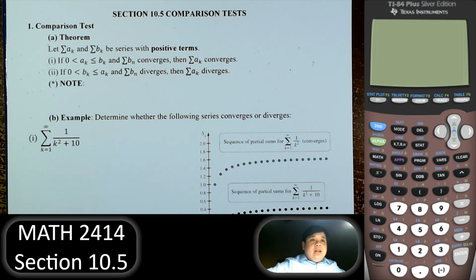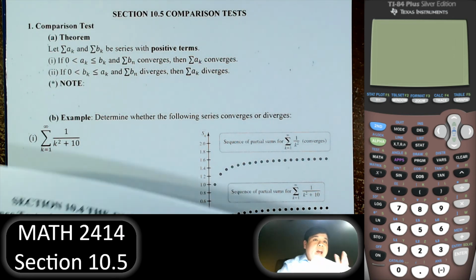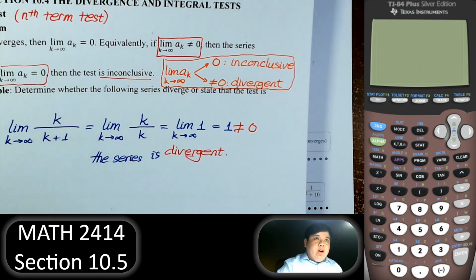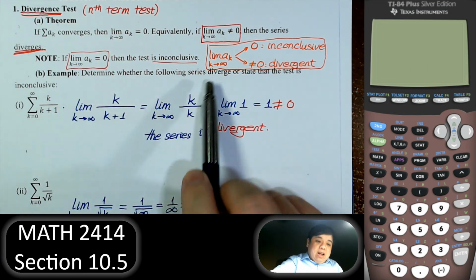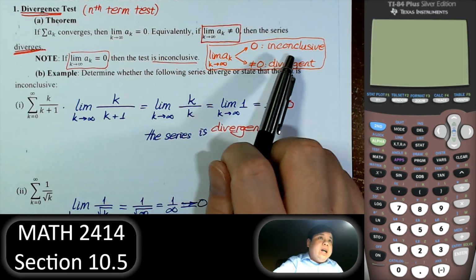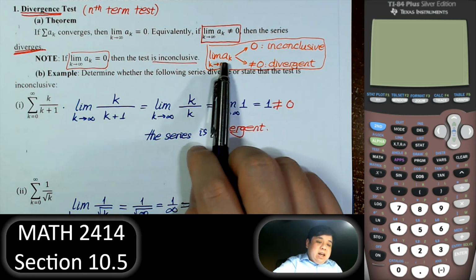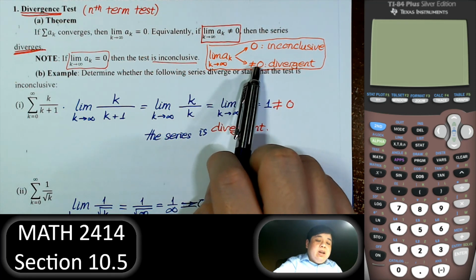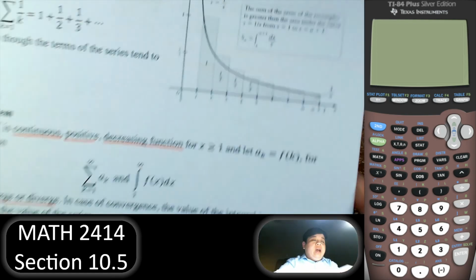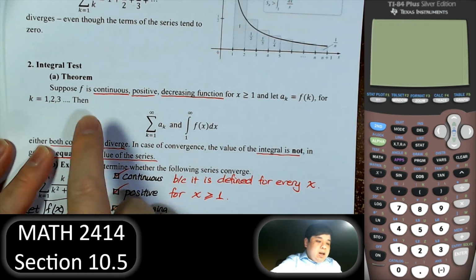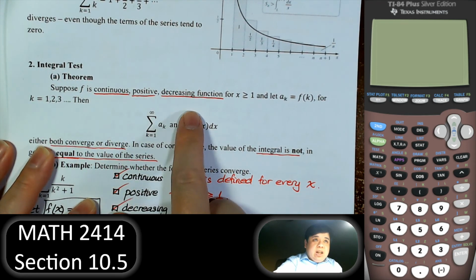So previously in section 10.4 we have three tests for convergence or divergence. The first one is the divergence test. If the terms go to 0, it's inconclusive. If the limit of the terms a sub k as k goes to infinity is not equal to 0, then the series is divergent. That's the first test. The second is the integral test. The function is continuous, positive, and decreasing.